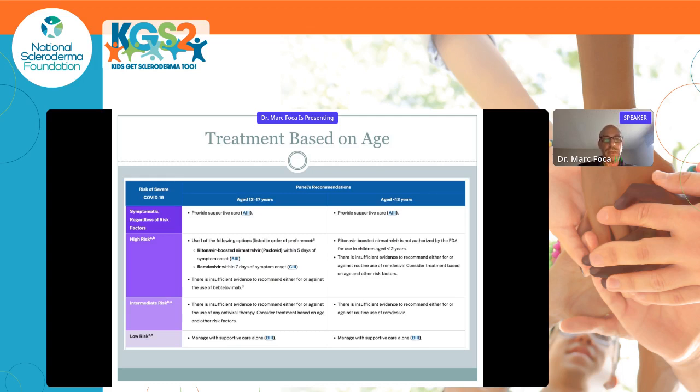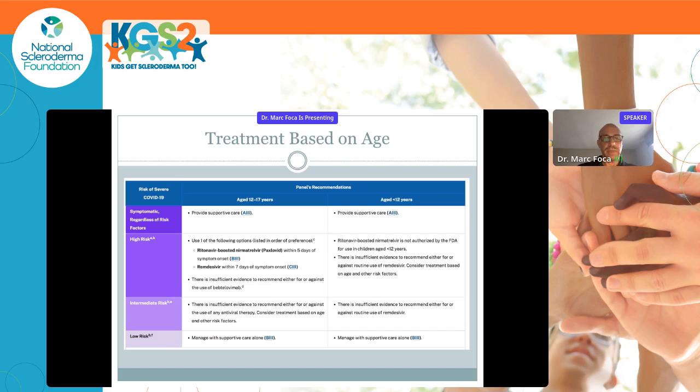One of the medications in this drug, ritonavir, can inhibit enzymes that are involved in metabolism of certain medications, so it's important to go over this before it's prescribed. There's another monoclonal antibody that can be given for treatment, not for prevention. It's called bebtelovimab, and again, for those 12 and over.